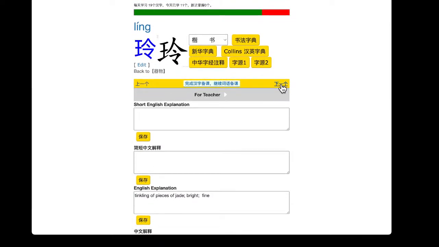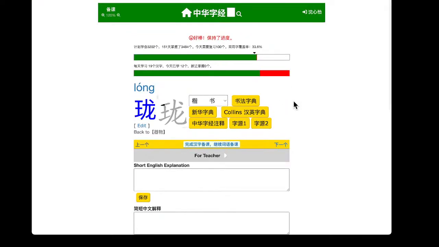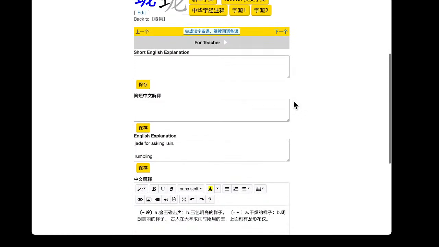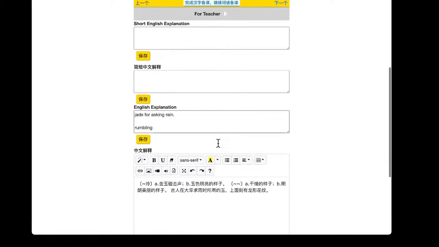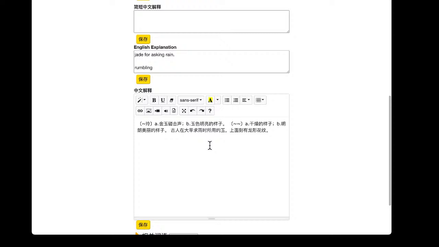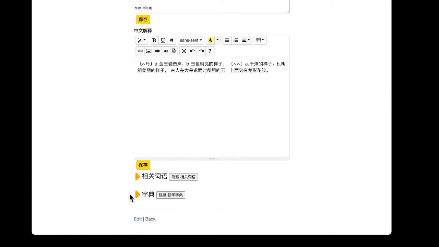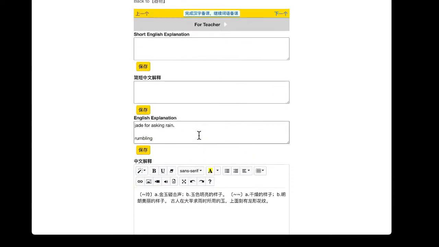And next one, long. Now long also has jade. Now this jade has a particular use. Particular use is for what? Ling long. They use jade pieces, and they carve the jade pieces in the shape of a long.